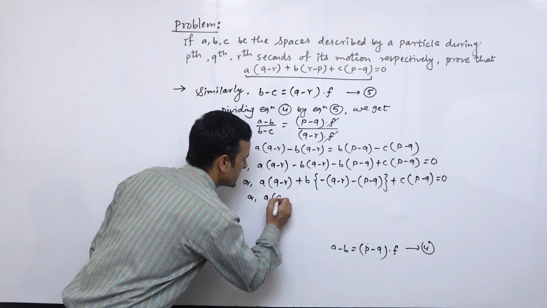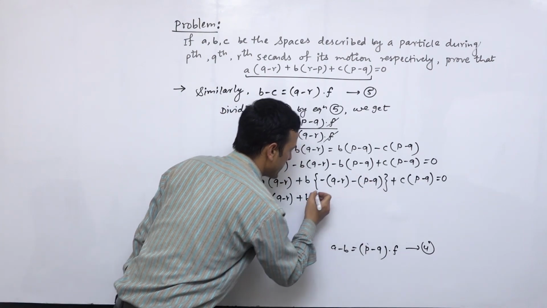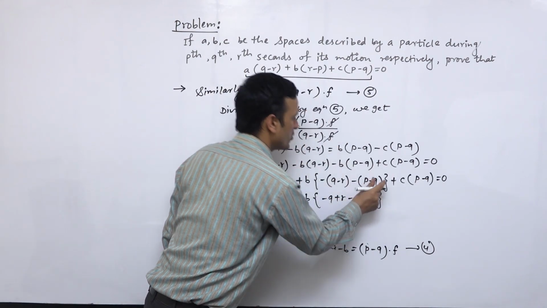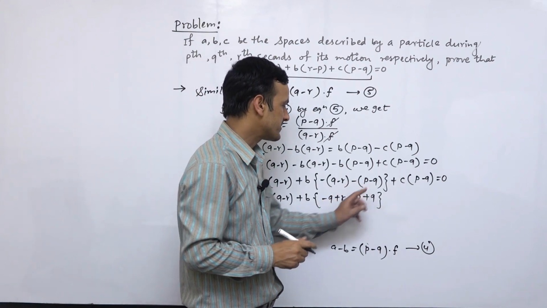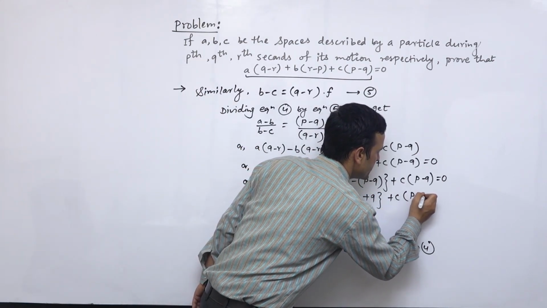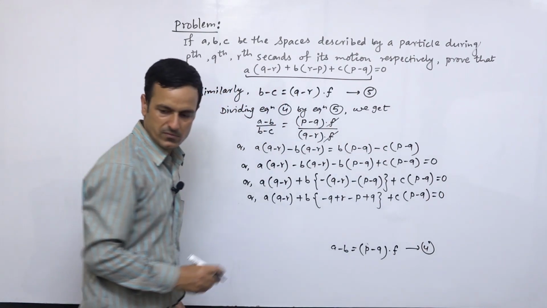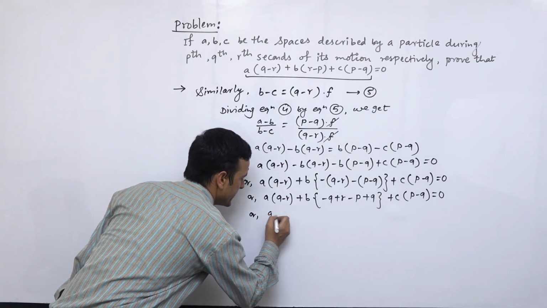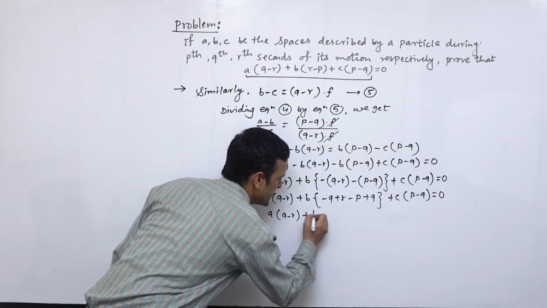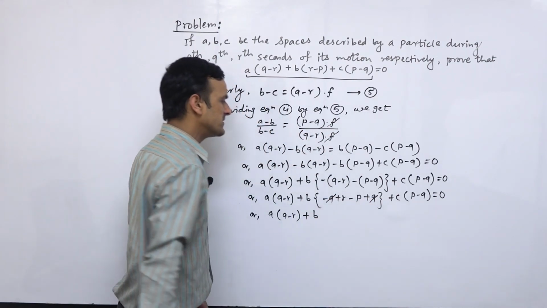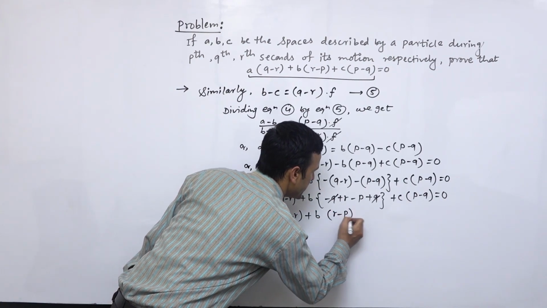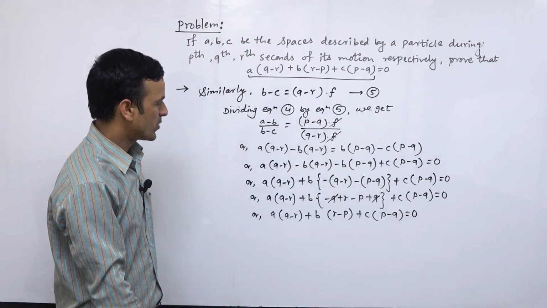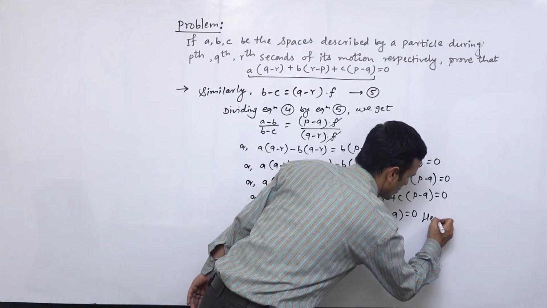So if you solve it inside the curly bracket, then we get minus q plus r minus p plus q. So the sign will be changed after multiplying this minus sign, and c times p minus q is equal to 0. So if we solve it, then we get a times q minus r plus b times, here q and q cancel, and the remaining term is r minus p, and c times p minus q is equal to 0. So in this way we can obtain the result. So hence proved.